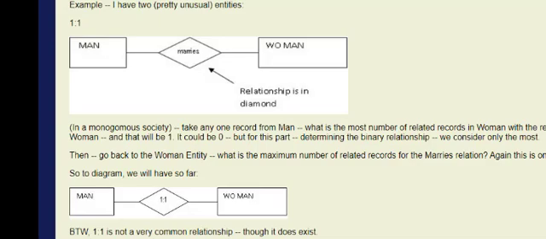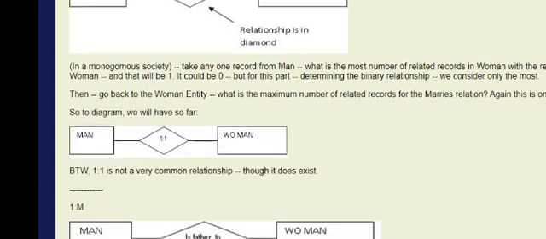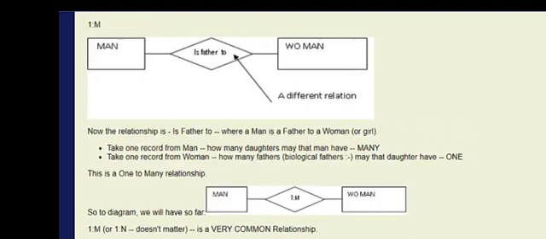By the way, one-to-one is not very common. It can happen. Your most common type of relationship is one-to-many. So let's take a look at an example of that. I have the relationship. Notice it's no longer marries, but is fathered to. And let's take one man and let's take the woman entity. How many related records, how many related daughters, let's say, can that man have? And it can be many.